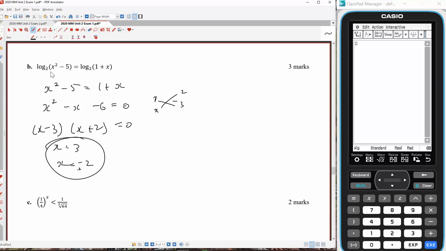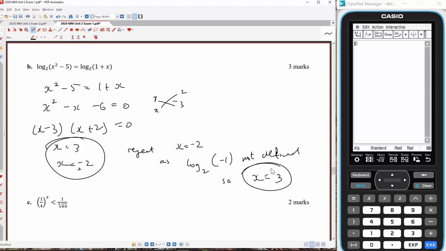3 is okay. 3 squared is 9. 9 take 5 is 4, so that's okay. So we're going to reject x equals negative 2, because log 2 of negative 1 is not defined. So x equals 3.